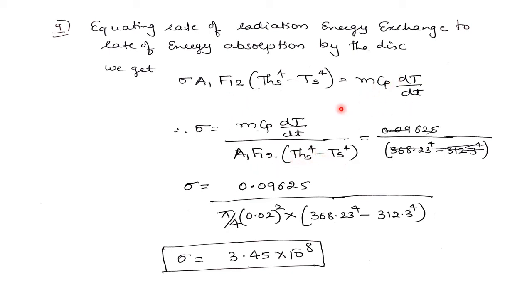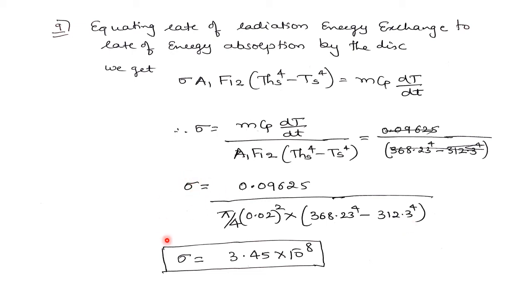This value we have already calculated, that is 0.09625, divided by the area of the copper specimen, which is given by pi upon 4 d square, where d is 20 mm. We have converted d into meters here. F12 is 1, already we have taken 1, so I have not substituted it here. Then 368.23 Kelvin to the power 4 minus 312.3 Kelvin to the power 4.